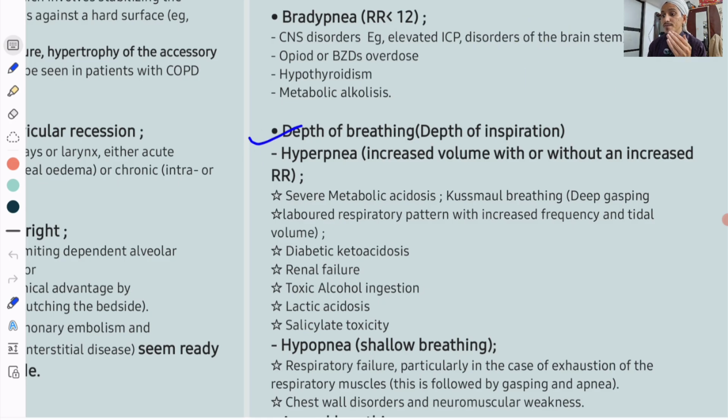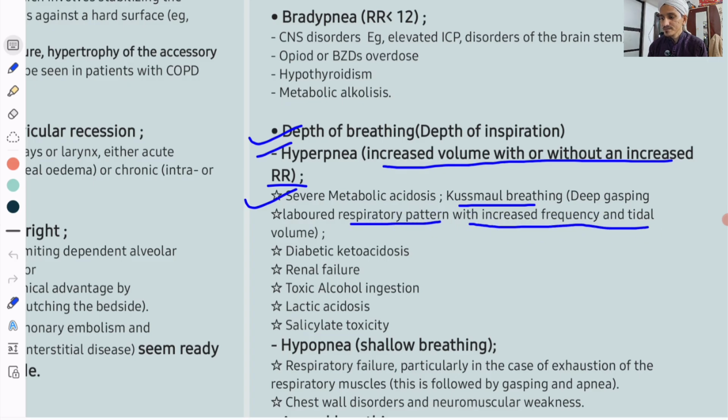Depth of breathing is nothing but depth of inspiration. The patient will say, I am not able to take a deep breath, or the patient will take a very deep breath. So hyperpnea is increased volume with or without an increased respiratory rate. The patient will take a deep inspiration. Where will you see this? In severe metabolic acidosis. That is called Kussmaul breathing. Deep gasping respiration, a deep, gasping, labored respiratory pattern with increased frequency and tidal volume. So why does Kussmaul breathing happen in severe metabolic acidosis?